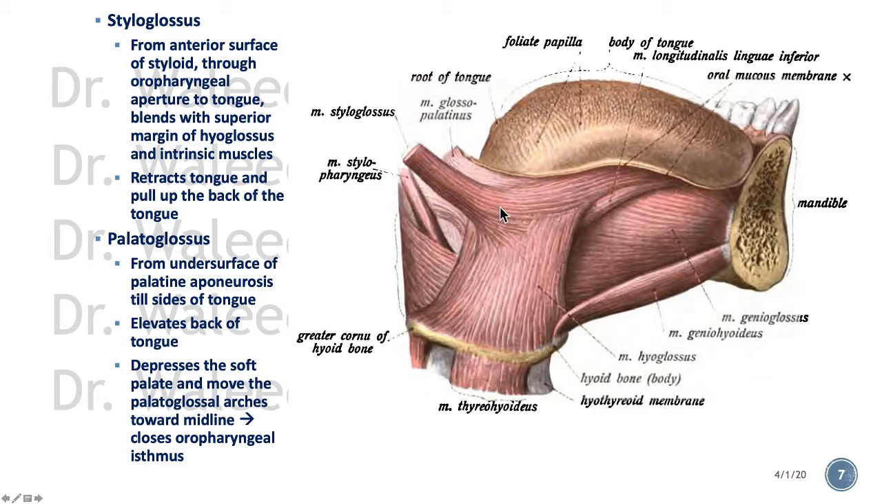Of course, the palatoglossus, with its direction, the way it originates and inserts, raises the sides of the tongue. But the important function of this muscle is that it depresses the soft palate while raising the posterior part of the tongue, and approximating the two folds towards the midline, the palatoglossal folds. This means that you are closing the oropharyngeal isthmus, as we mentioned before.